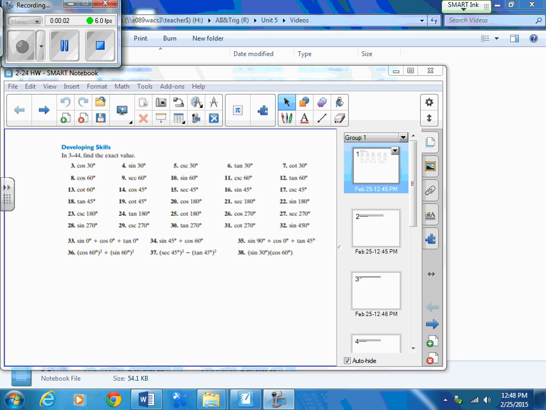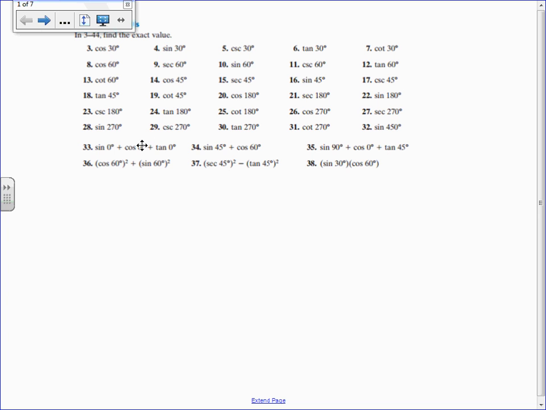So for homework, you had to do some exact trig value stuff. I put the clip from the book up on my Big Campus, and we also had to do some angles of elevation and depression. I'm going to start with the book work. I just copy and pasted it into my file. So we had to do 3, 4, and 5. We had to do 8, 9, and 10. We also had to do 14, 18, and 34.